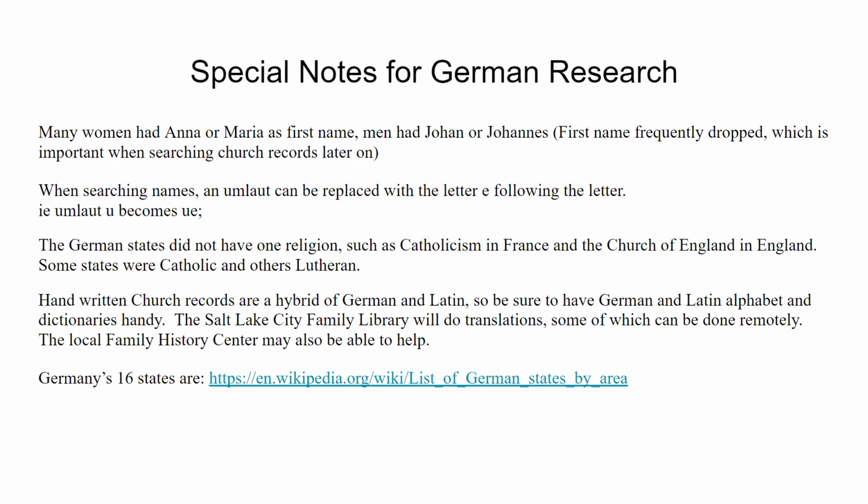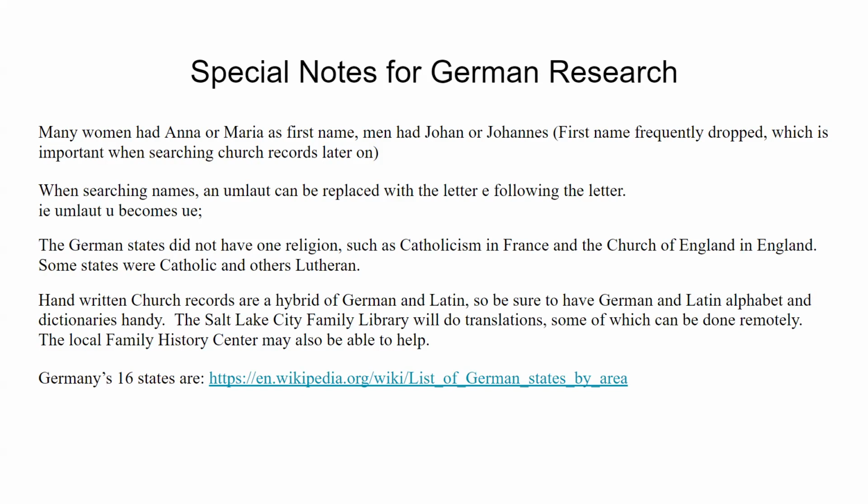Likewise, when you see an umlaut, which I think anybody who's looked at German records is familiar with, the little dots over the vowel, you can replace that umlaut with the letter E. Originally when I started out, I put the umlaut in my records in Family Tree Maker, but now the standard convention is to get rid of the umlaut and replace it with an E. For example, an umlaut A would be an AE.